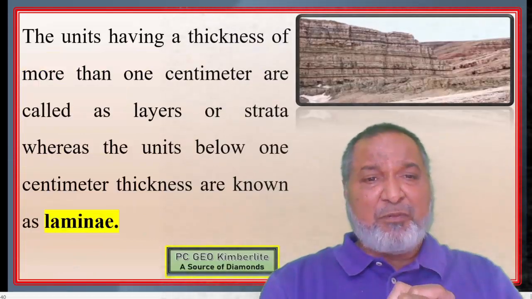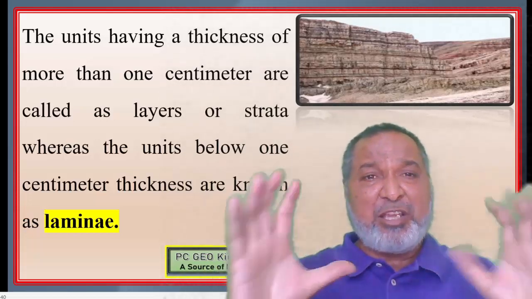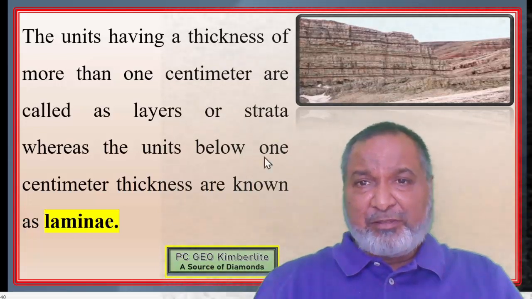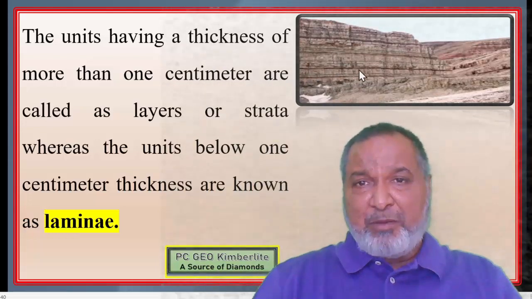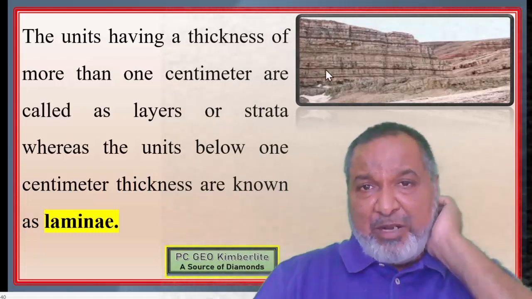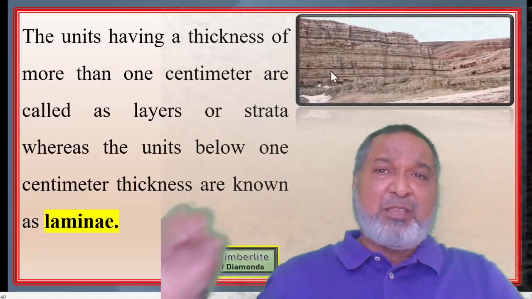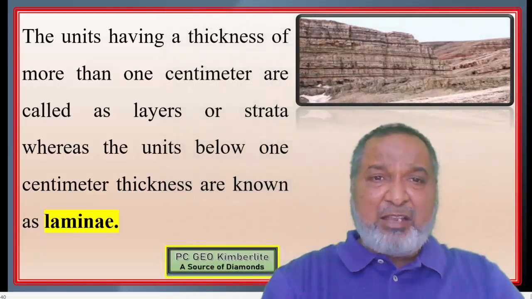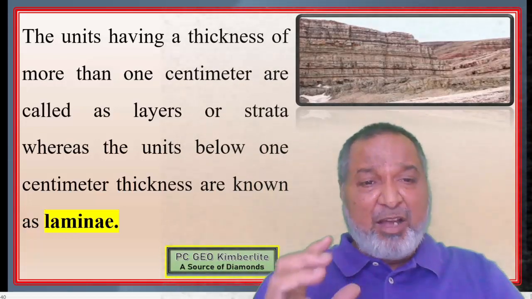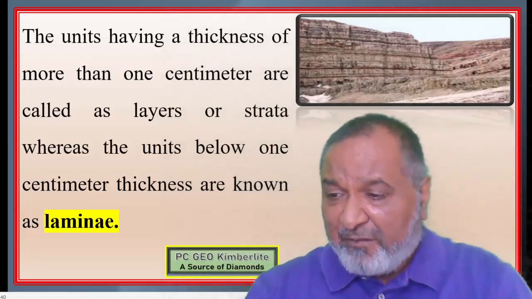So now the first structure is the lamination. Here you can see the bed. This is one bed, this is another. So beddings are there, and this bedding will be differentiated. You can measure the thickness. For a horizontal one, if the thickness of the bed is less than 1 centimeter, then it is called a laminae, and that structure is called the lamination.